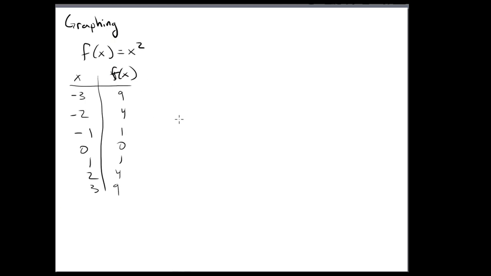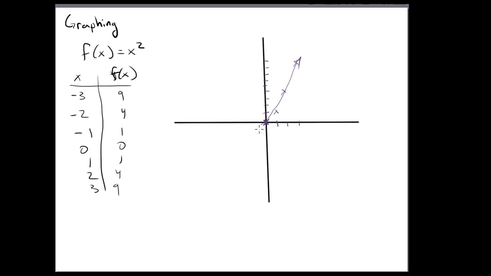And then I'd take my axes and I'd draw, let's see here, so it goes through 0, 0, 1, 1, 2, 4, 3, 9, like that, a little bit better on that side, and I'd get my graph.